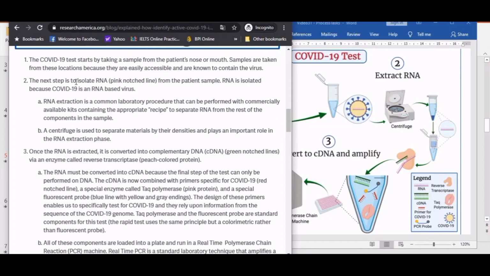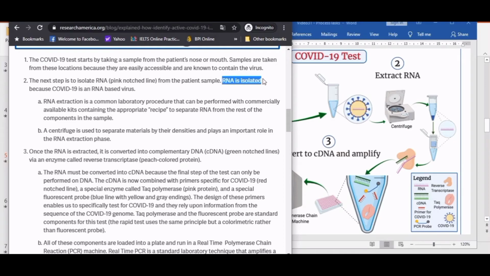Okay. The next step is to isolate RNA, pink notched lines. So that's the RNA over there. You see that? And then, so now the RNA becomes the point of emphasis. This object is now going to move to the front of the sentence.